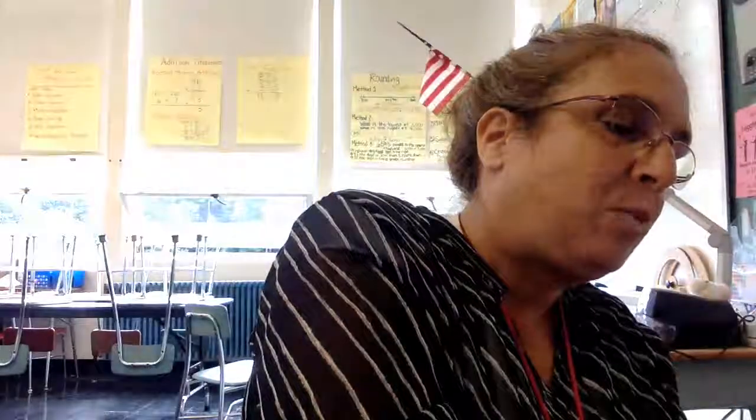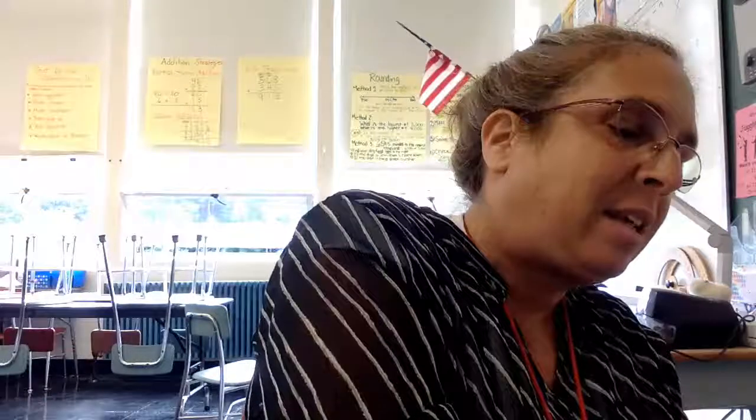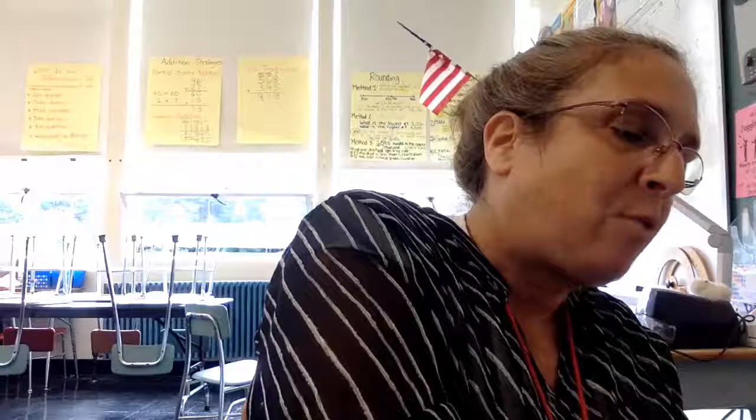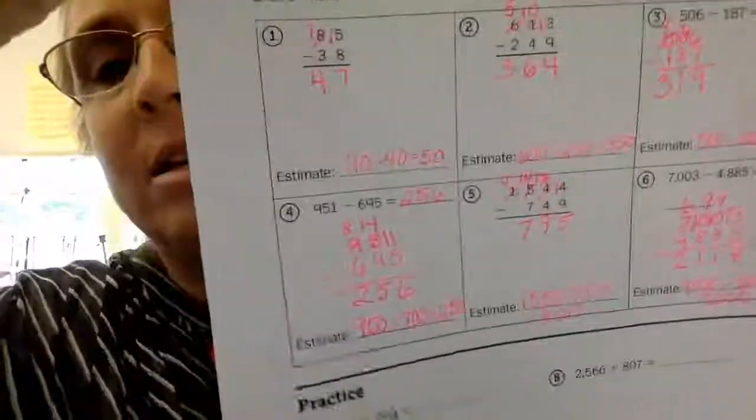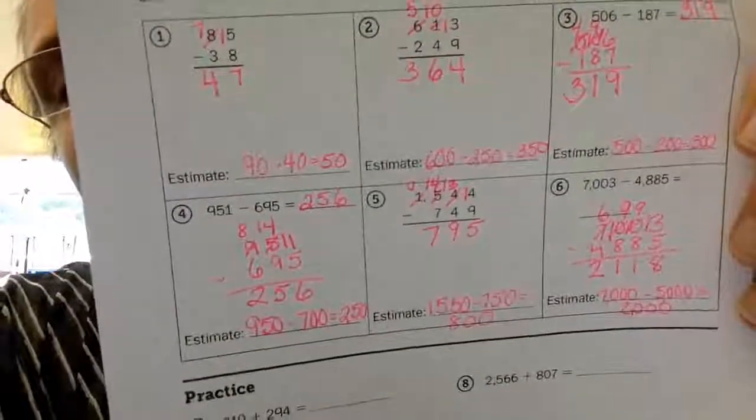So 13 minus 5 is 8. 9 minus 8 is 1. 9 minus 8 is 1. 6 minus 4 is 2. So my answer is 2,118, which I'm just going to leave there because I wrote over my line, and that's okay.